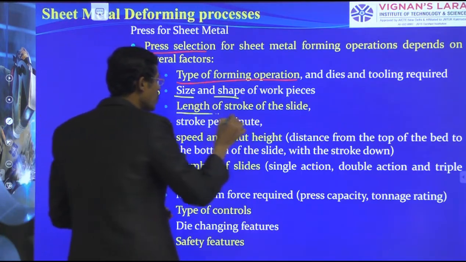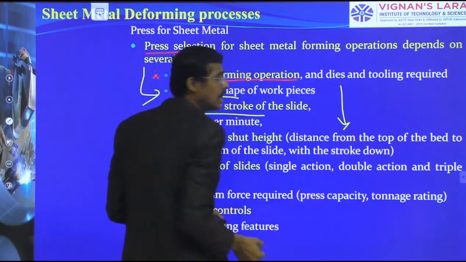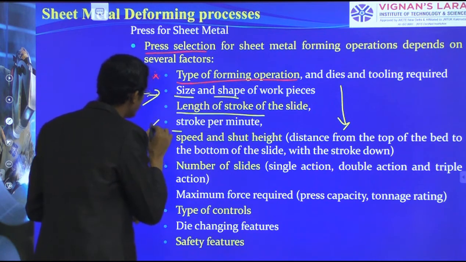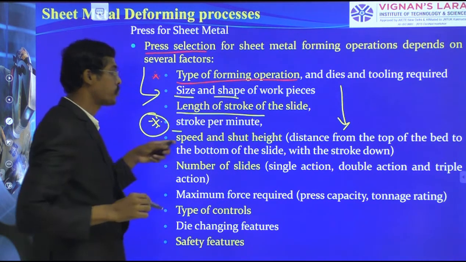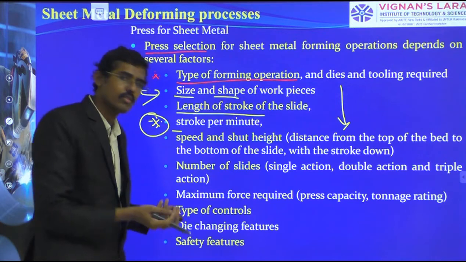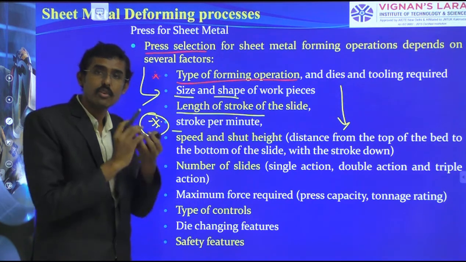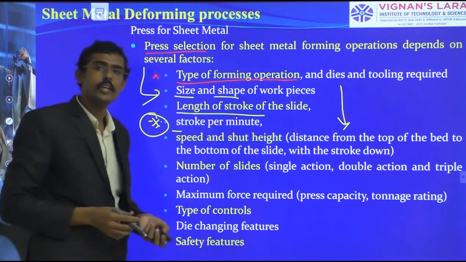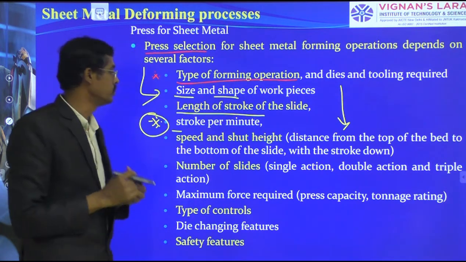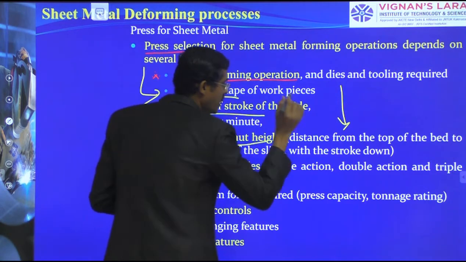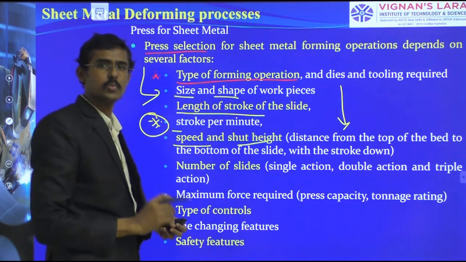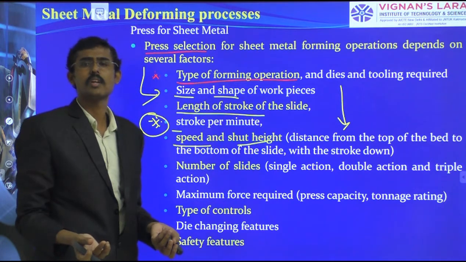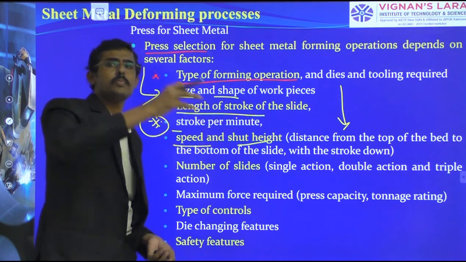The length of the stroke, how long we have to give. Strokes per minute, how many strokes per minute. If the stroke is given slowly, the workload and force are not there, so how will the forming occur? Therefore, how many strokes per minute, how fast we should give. Then speed and shut height, from where we have to put the speed limits. Then the force created. If we drop from here, fast, the speed is not created. When the same is dropped from here, the speed is created.